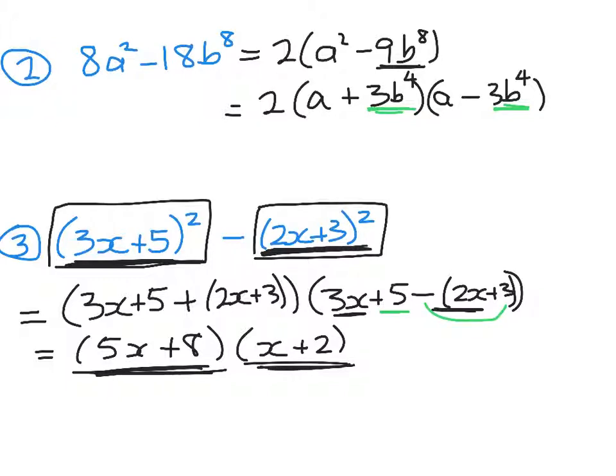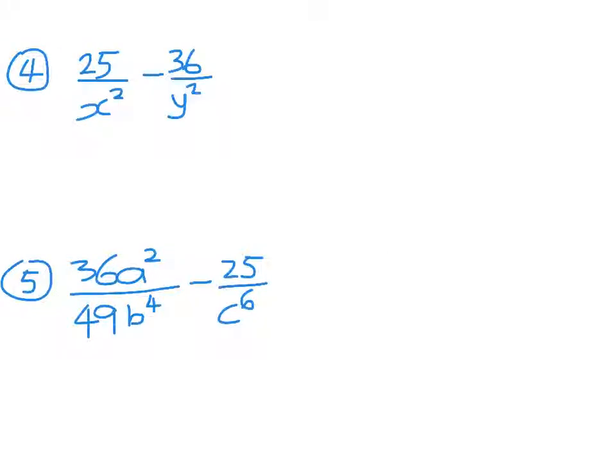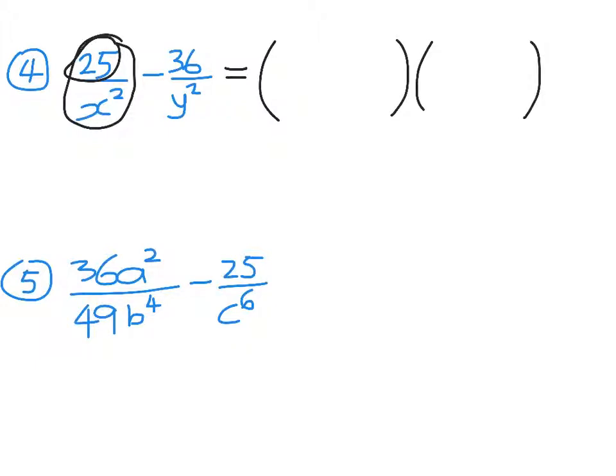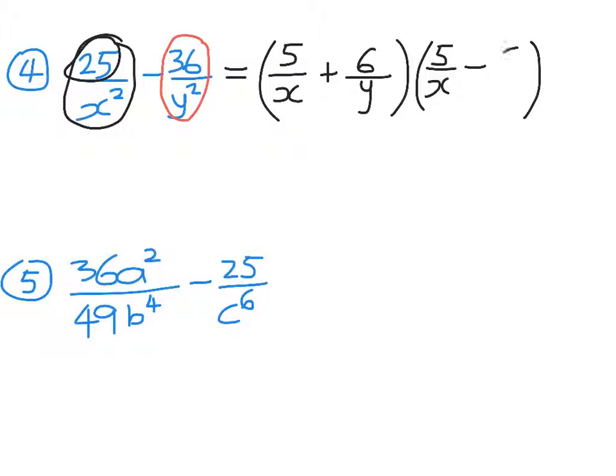Okay, 2 left to do, and I've put some fraction ones in for the last 2. Right, let's look at our numbers first and see if we've got any common factors. No, we haven't. We've got 25 and 36, but they're both square numbers. So we look at this first one and we say, what is the square root of 25 over x squared? It'll be 5 divided by x. So we have 5 divided by x with a plus and a minus. Now turning to this one, what's the square root of that term? It's going to be 6 over y, 6 over y. So that's that one done.